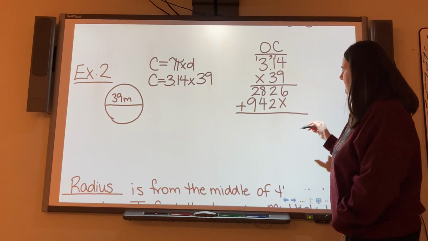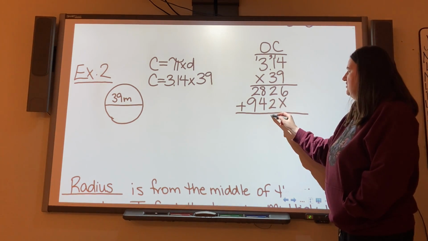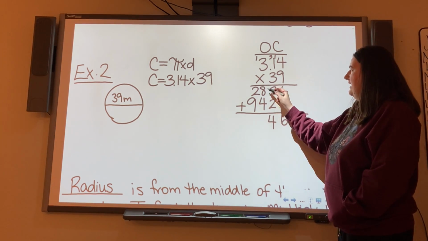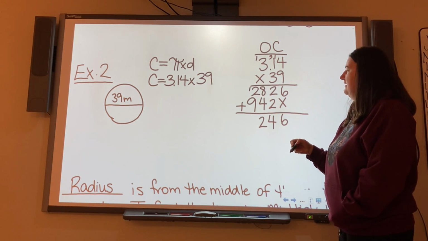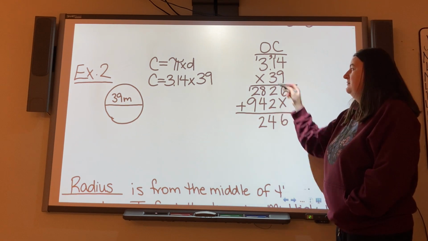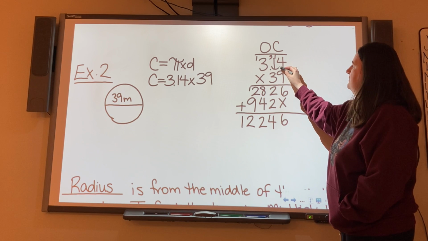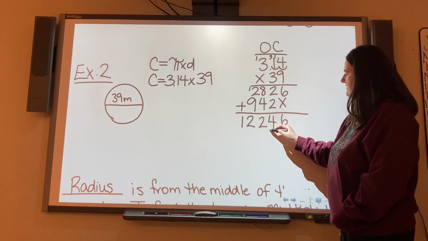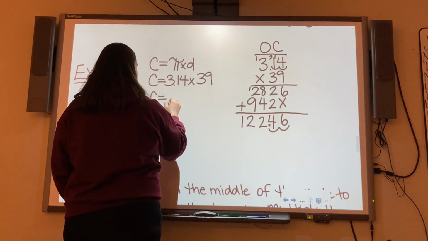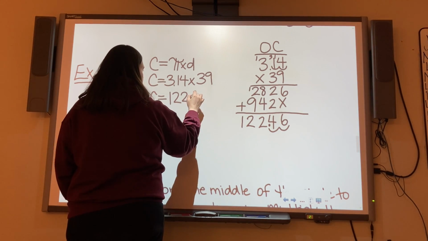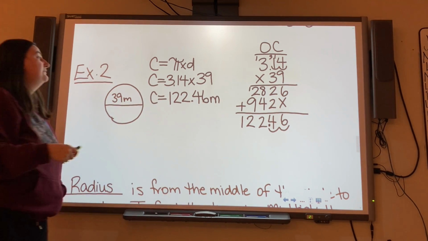Add up your answer lines. 6 plus nothing is 6. 2 plus 2 is 4. 8 plus 4 is 12. Carry your 1. 9 plus 2 is 11, plus the 1 that you carried is 12. 2 decimal spots, 2 decimal spots. So the circumference of your circle is 122.46 meters.